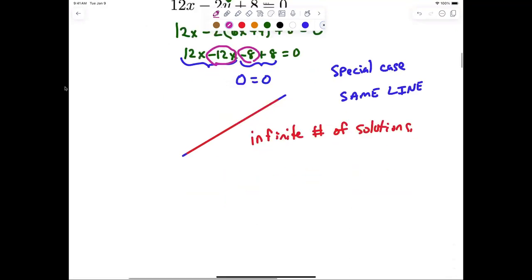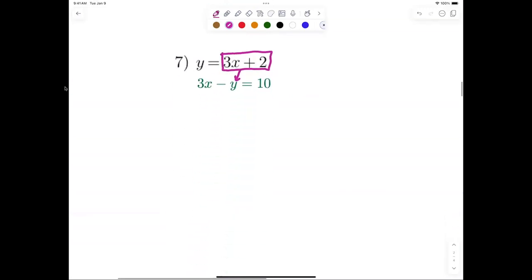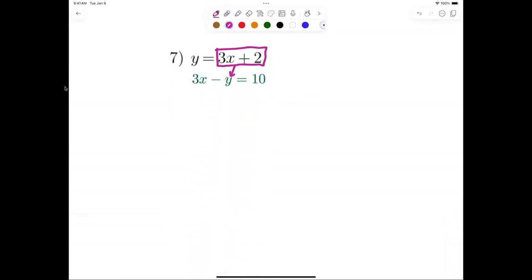All right, let's try number 7 now. So I'm going to replace y. Now, the big mistake people make is they don't put parentheses in. So 3x minus parentheses 3x plus 2 equals 10. Distribute the negative. 3x minus 3x minus 2 equals 10.